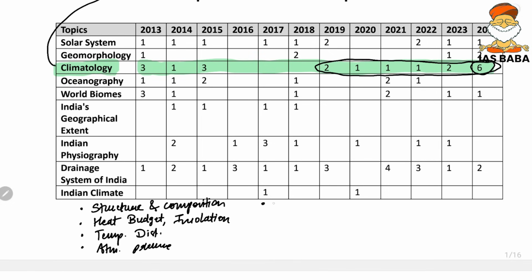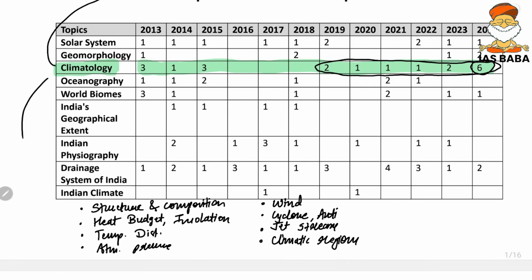Then there are questions on the wind patterns, the primary, secondary, tertiary winds being a very important favorite area of UPSC. There are questions on cyclones and anticyclones. There are questions on jet streams. For example, 2 years ago UPSC had asked a question on the jet streams also, and the climatic regions of the world. So we are getting an understanding of these things because of the analysis of previous year's question papers. So within climatology, let us take a small topic, that is the structure and the composition of the atmosphere. Okay, and if time permits, we'll also take the heat budget and insolation.